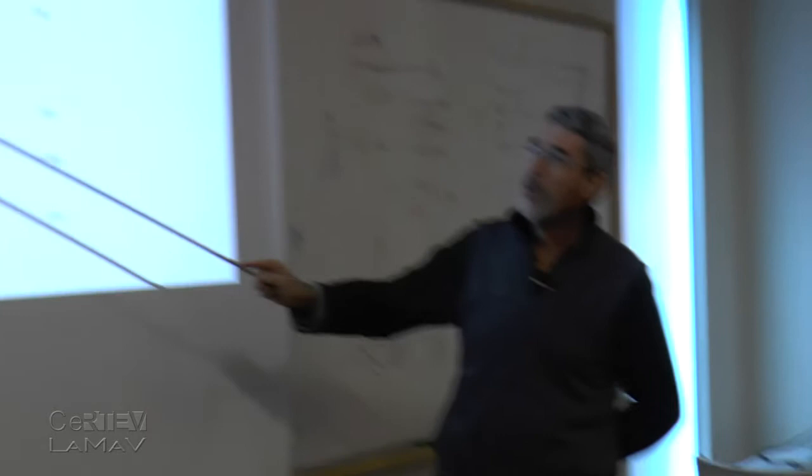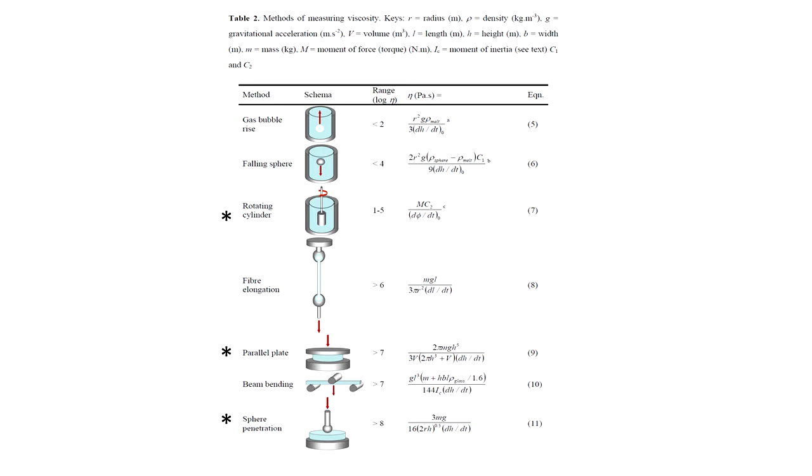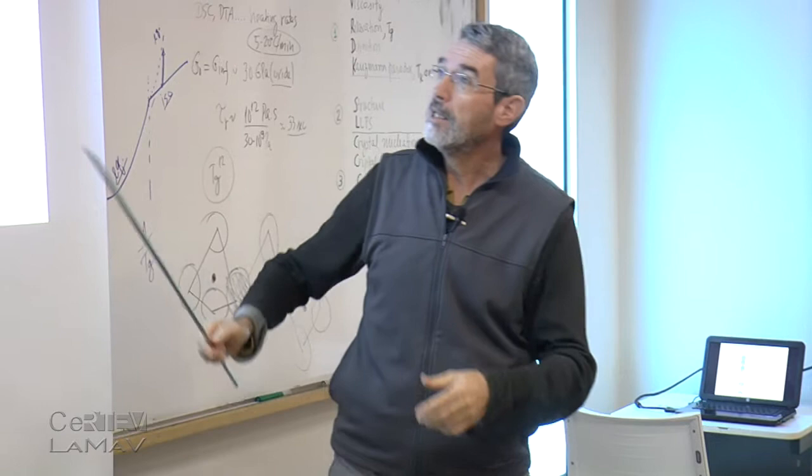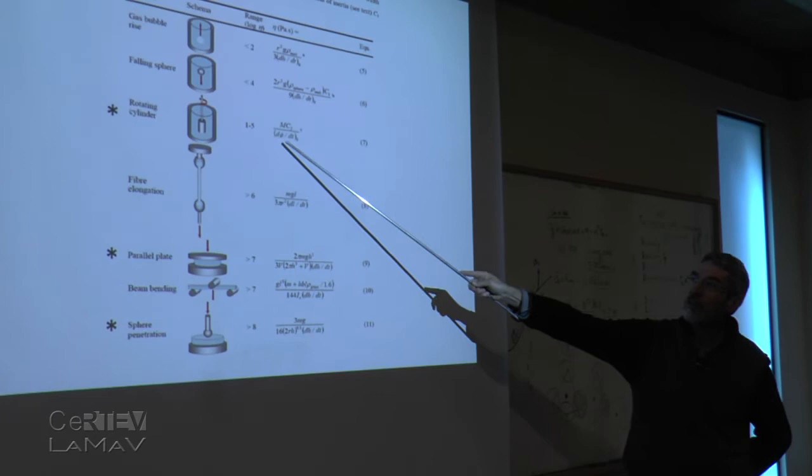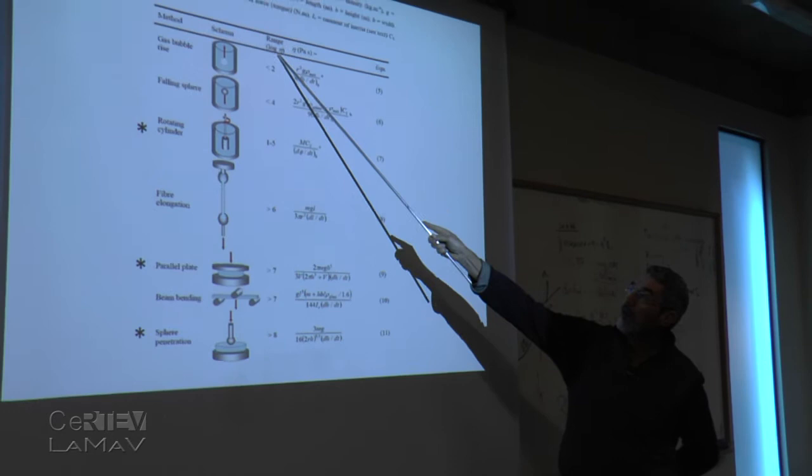There are many methods. Here in our lab, we have the rotating cylinder method. You have a platinum crucible with molten glass and an inner cylinder. You measure the torque as a function of temperature. Of course, all this is inside the furnace. You measure the torque imposed by the molten glass on the cylinder, and then an equation allows you to calculate the viscosity for the low viscosity range, log of viscosity between 1 and 5 Pascal second.